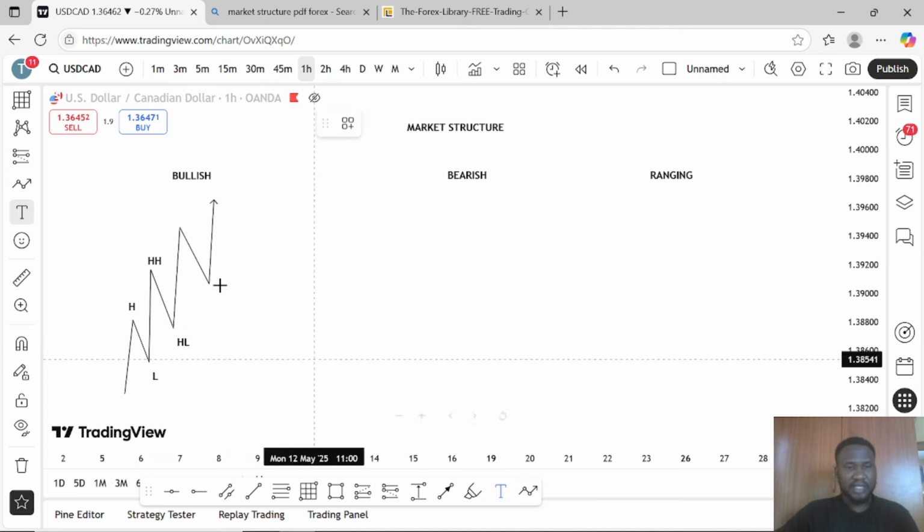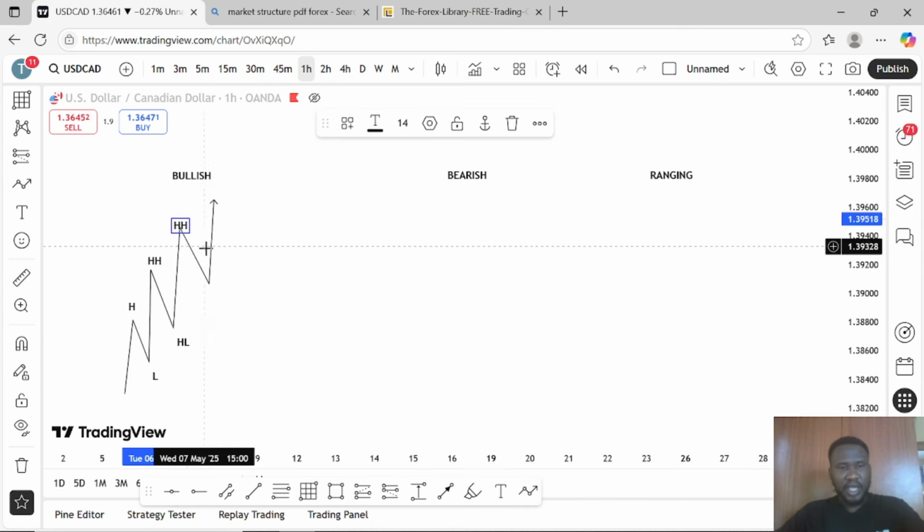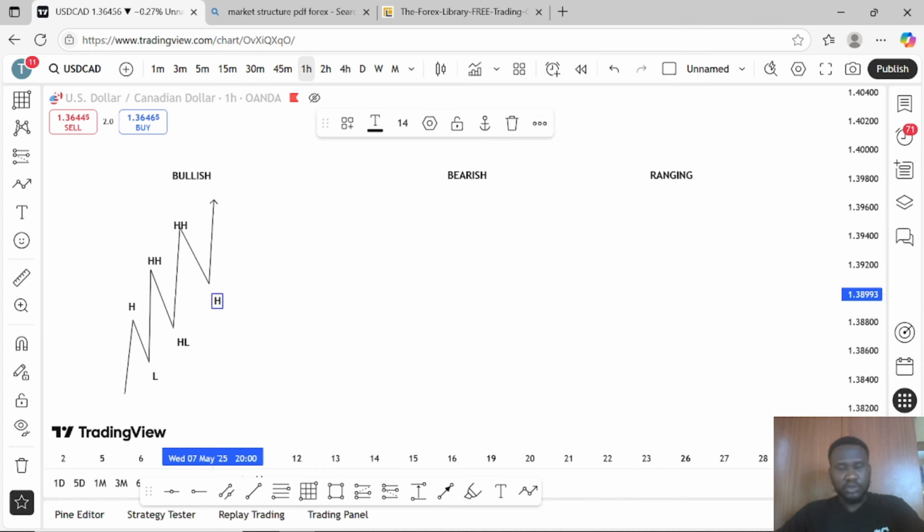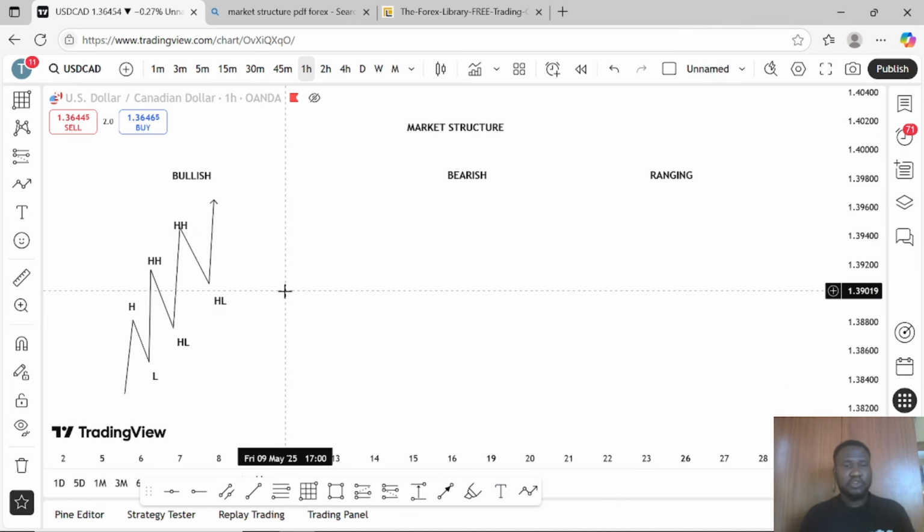So that's how you keep on calling it: higher high, and higher low. You can see this is how you want to identify a bullish trend market structure. You want to understand what structure the market is moving in, what it is heading to, on whatever time frame. Your bullish structure can be gotten from any time frame, but you always want to first have that first-hand information as to where the market is heading.